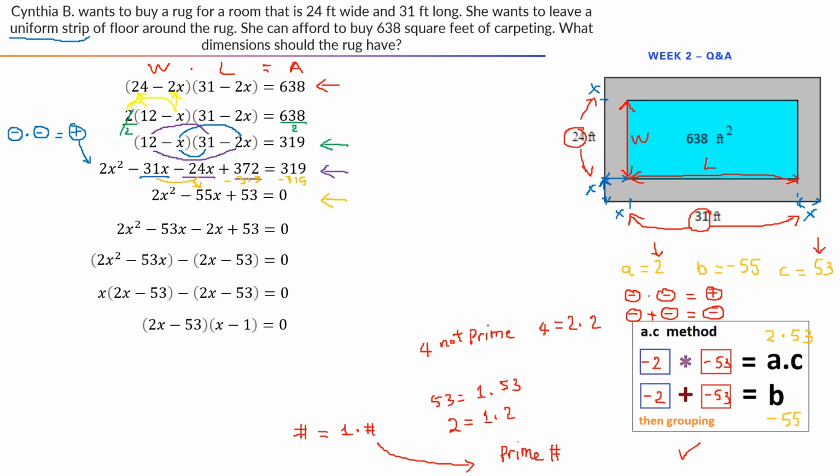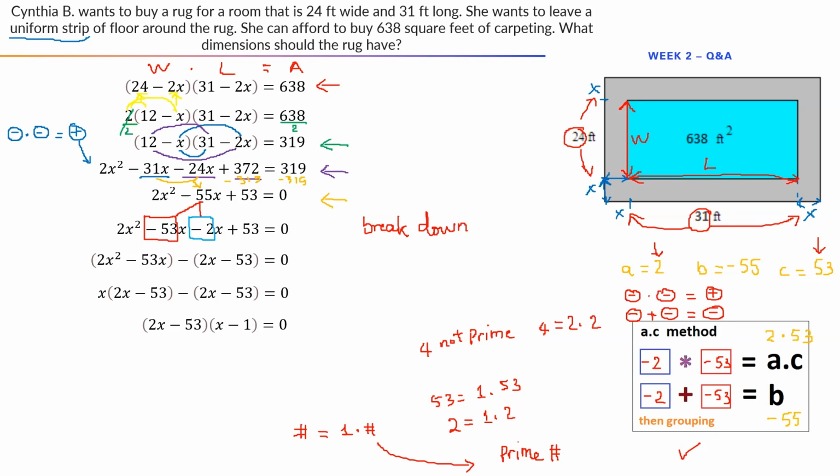Now I will write the blue part is negative 2, right? Grouping. And then the red box is negative 53. That forms negative 55x. This is the breakdown part.